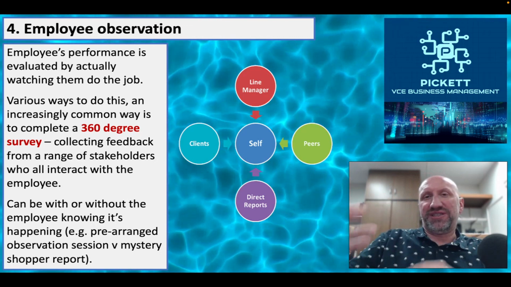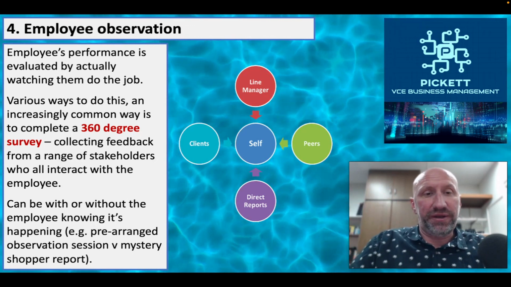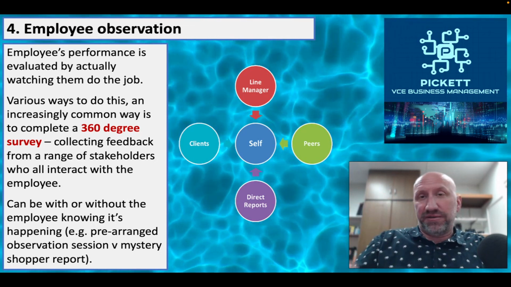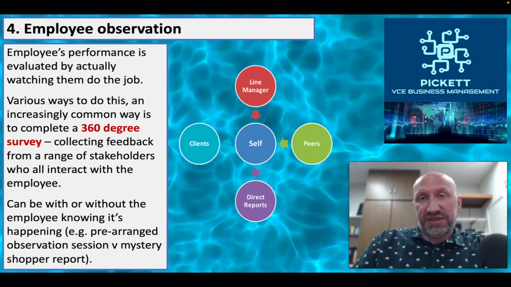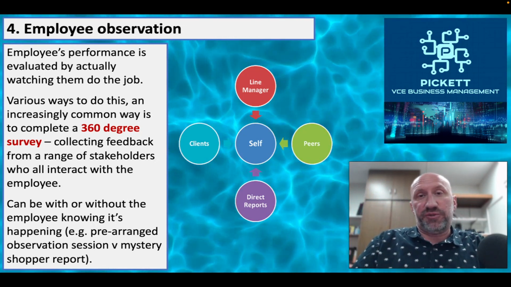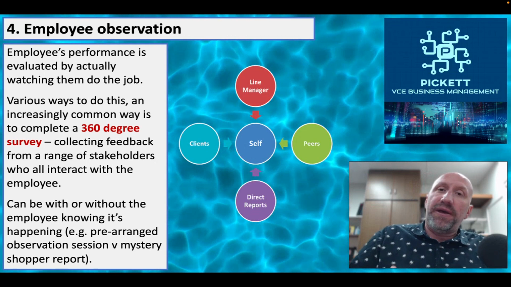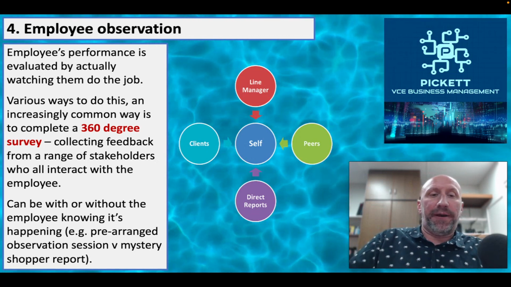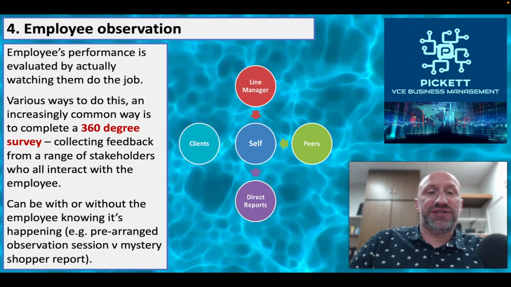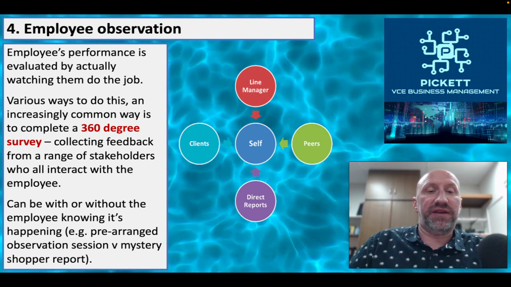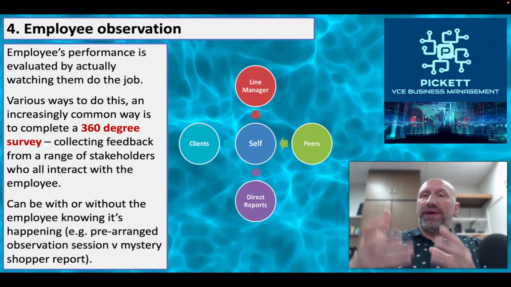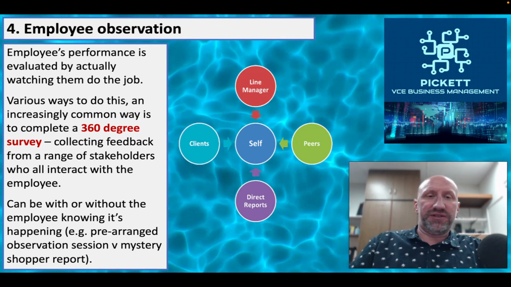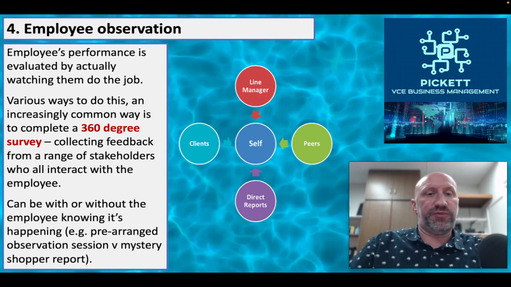But if you wanted to extend a response about this one, now what I'm going to talk about isn't mentioned in the study design, but this is a way you could extend a response about employee observation. And it's by doing a 360-degree survey. So if you're going to talk about employee observation, you wanted to get small marks, this is one way you could extend your response.